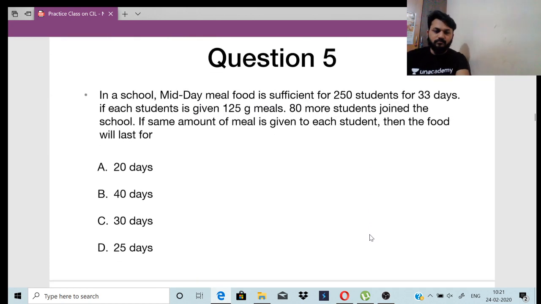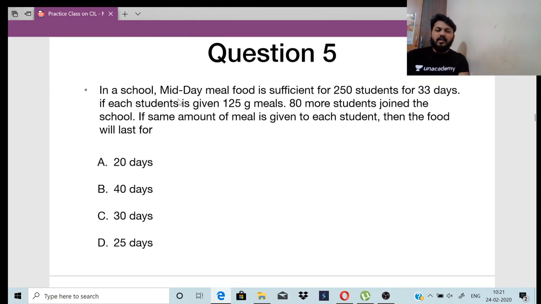Okay, question 5. In a school, midday meal food is sufficient for 250 students for 33 days. If each student is given 125 gram meals, 80 more students joined the school. If the same amount of meal is given to each student, then the food will last for how many days? Right? Time and work problem.